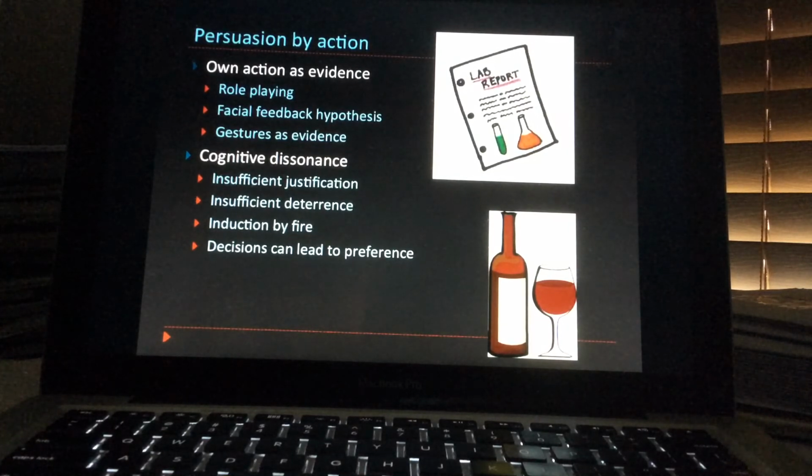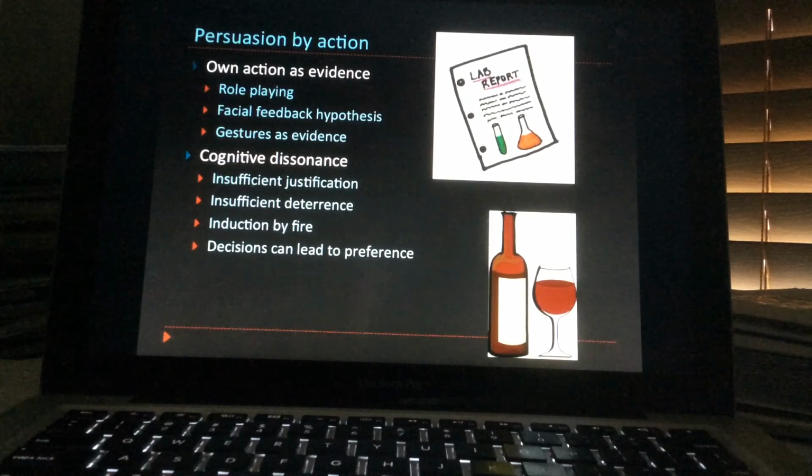You know that for uni, you really should spend the night working on your lab report. But as a good friend, you know that you should be comforting the friend and helping them to drink that Sangiovese. Right, so what do you do in order to resolve that dissonance? You have to pick one, and then we can start to look at how the decisions that you make around this can lead to different preferences down the track.